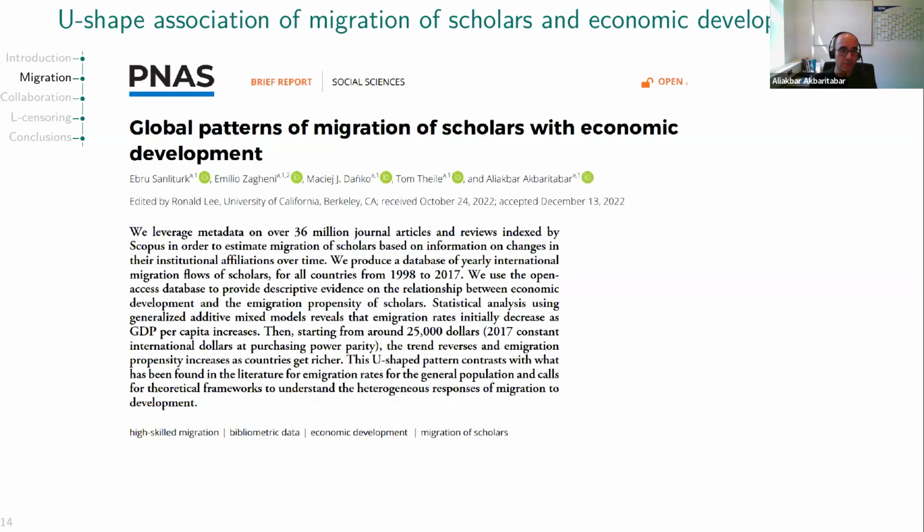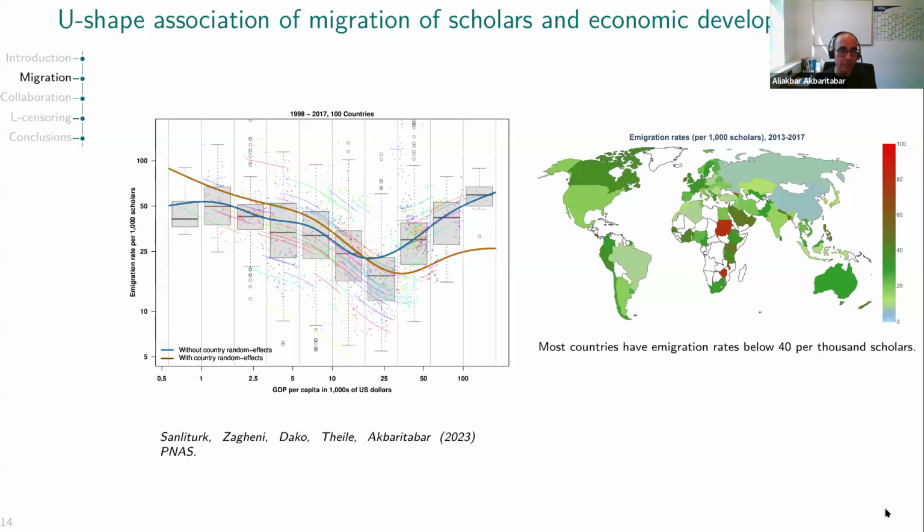Here we looked at another dimension: the connection between this migration of scholars and economic development. Can we find countries with higher development that go through a different trajectory in migration of scholars or not? On the figure on the left-hand side, I'm showing you on the x-axis the GDP per capita in US dollars. That is a typical measure for development and how wealthy a country is. And on the y-axis, the emigration of scholars, so how many scholars per thousand are leaving that country?